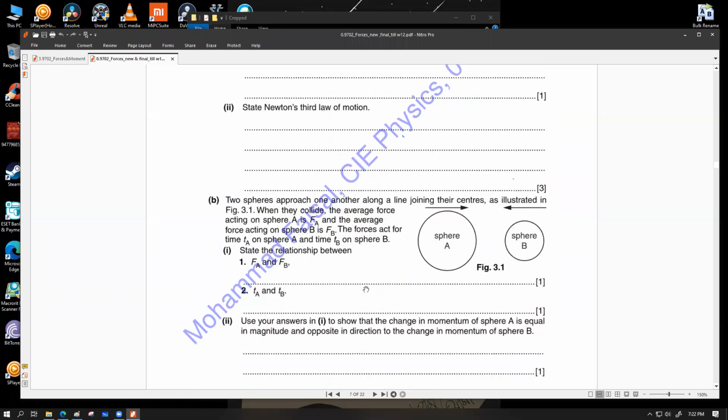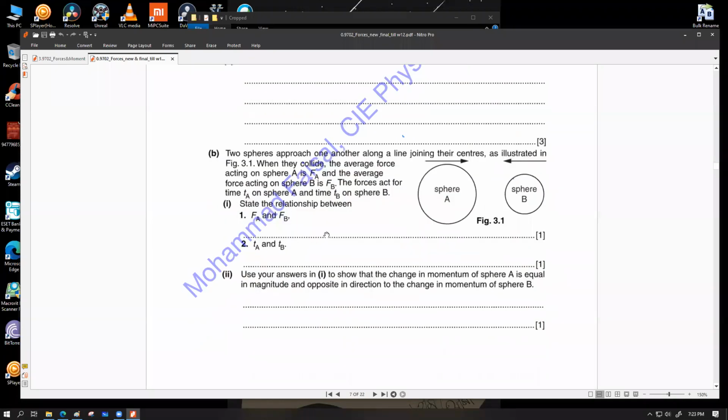Part B. Two spheres approach one another along a line joining their centers as illustrated in figure 3.1. When they collide, the average force acting on sphere A is FA and the average force acting on sphere B is FB. The forces act for time TA on sphere A and time TB on sphere B. State the relationship between FA and FB, and TA and TB. Well, this is pretty simple: FA equals minus FB, TA equals TB. Forces are vectors, that's why you have to introduce the minus sign, and time is a scalar, so time is equal.